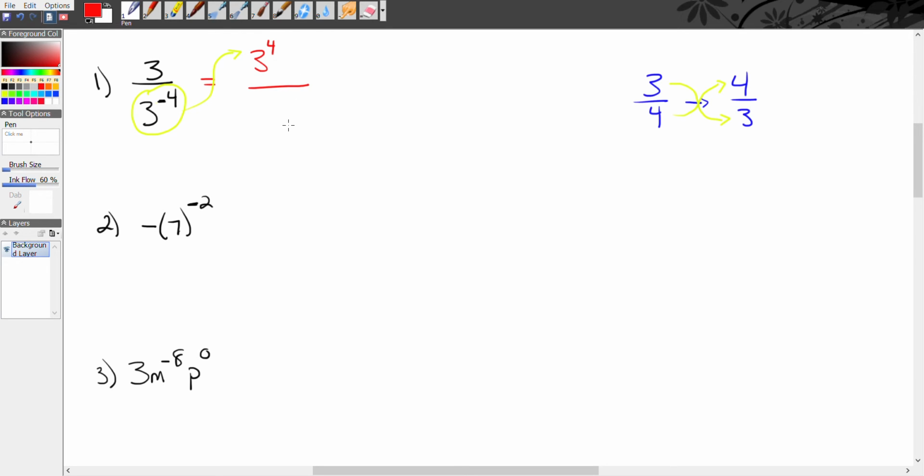It's kind of the same idea as when we talked about solving equations. If you move a term from one side of an equation across the equal sign to the other side, it changes signs.